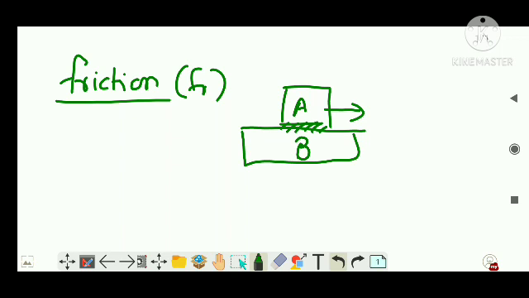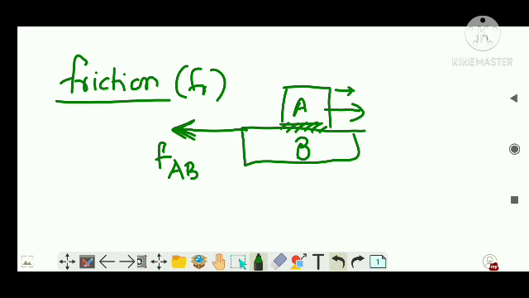In the same example of A and B, if A is moving in the forward direction, there will be a friction on B by A in this direction. Let me put it in simpler terms. The friction applied by B on A, what will be its direction? It will be in this direction, because A is moving in this direction, so the friction should be opposing it. So this will be the friction on A due to B.